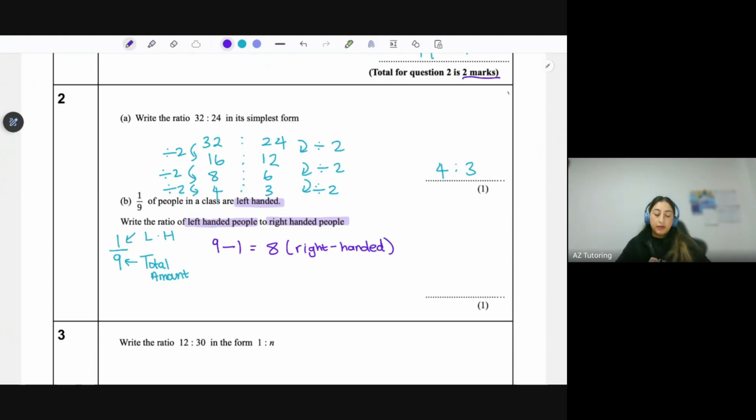And now I can write down the ratio. The left-handed people is just 1, the right-handed people is just 8. So 1 to 8, left hand and right hand. Typically, at the top of each ratio, we just write down what each of them means. So if you want to make the examiner aware that the 1 is left-handed, the 8 is right-handed, that would give you the 1 mark. And again, simplify it if you need to. If it can't be simplified, then just leave your answer like that.